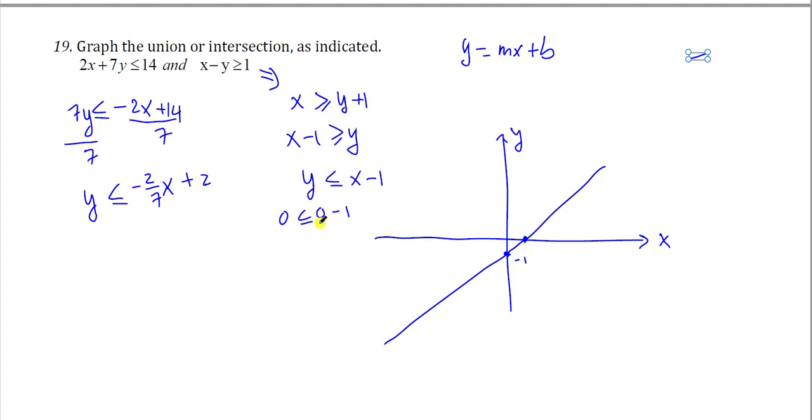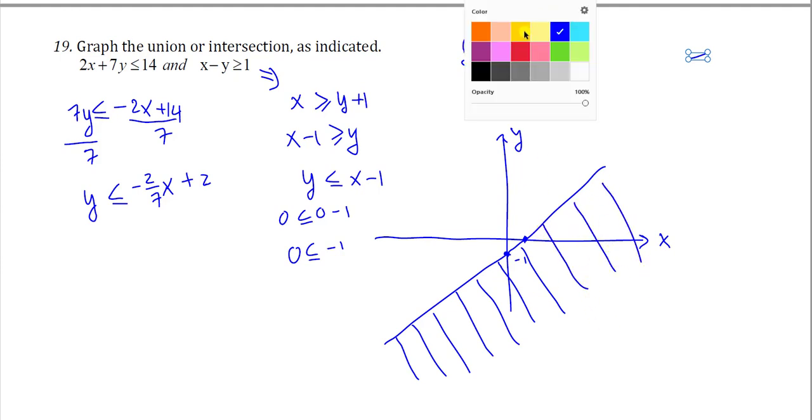Now this statement: 0 minus 1 bigger than or equal to 0. Minus 1 cannot be bigger than or equal to 0. Therefore, 0, 0 is not the correct answer to this inequality. Therefore, this side should not be the side of the solution. Therefore, we shade the other side. So this is the solution.